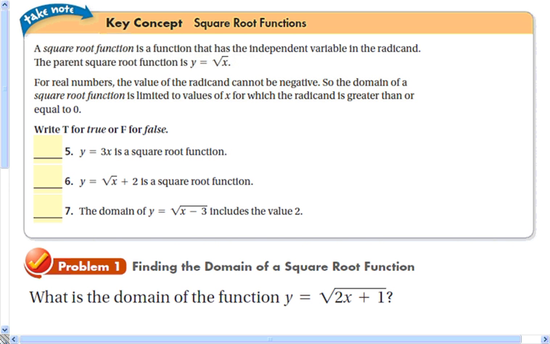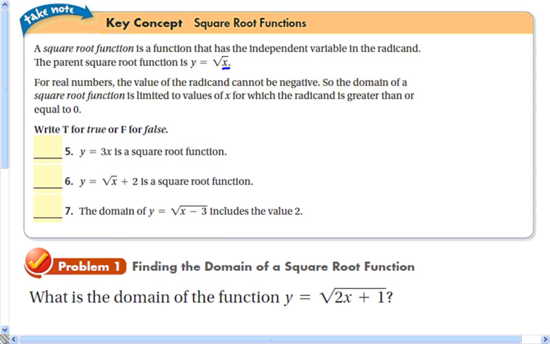All right, key concept here: a square root function is a function that has an independent variable in the radicand. Remember, the independent variable is usually designated by x for us. The parent square root function is y equals the square root of x. For real numbers, the value of the radicand cannot be negative. Remember, you can't take the square root of a negative number. That's an imaginary number. There's no real number multiplied by itself that equals a negative number. So, true or false?